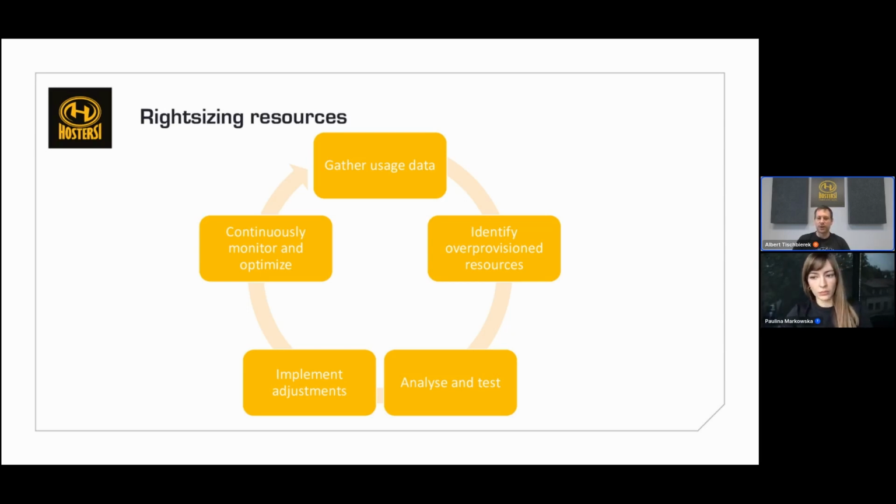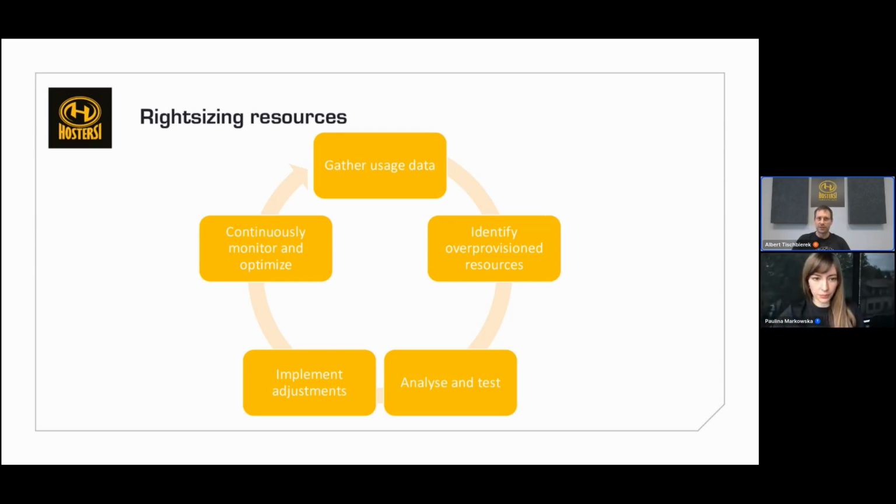Then we have to identify over-provisioned resources, but also underutilized resources. So we can see using the graphs displayed in the different tools which servers are running at full capacity all the time, and which servers are not running at capacity. And based on that, we can start determining, in the analyze and test phase, which of the most critical resources have to be changed.